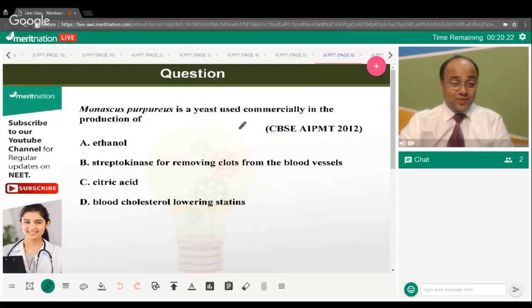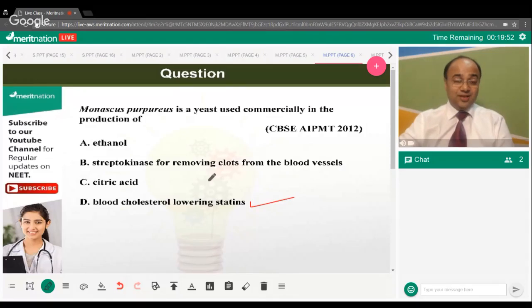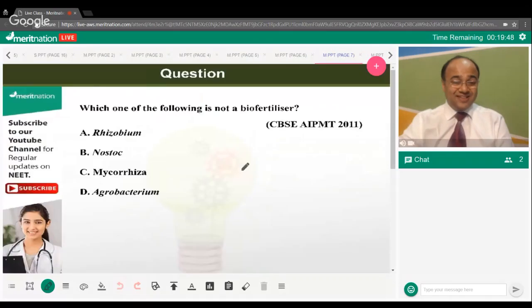Okay, let's see the next one. This is all a memory game. That's why I have kept so many questions of the same sort so that we can actually remember this stuff. These are some of the few questions which are going to appear in our examination. And here, Monascus purpureus is a yeast used commercially in the production of. I think we have been doing it for quite some time now. And yes, Smriti, the correct answer is option D. So the power of D came to our rescue this time. Let's see the next question.